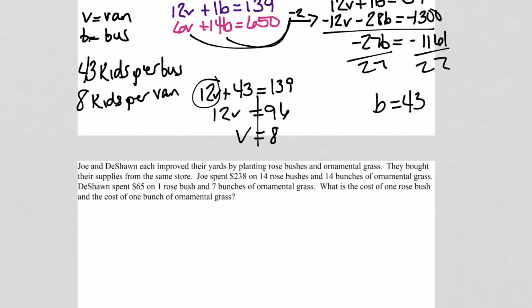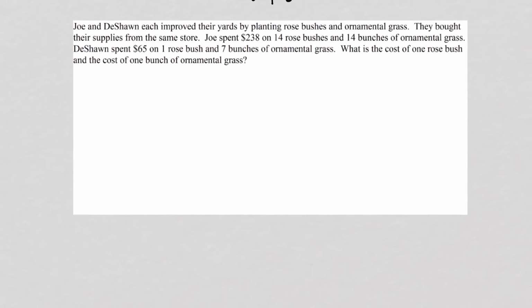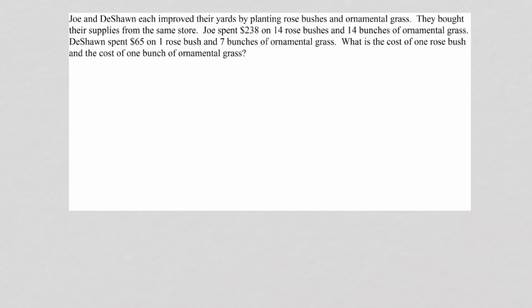We're going to do one more super quick, and then you guys have a handful to try on your own. So I start by doing the exact same thing. I read it. Joe and Deshawn each improved their yards by planting rose bushes and ornamental grass. They bought their supplies from the same store. Joe spent $238 on 14 rose bushes and 14 bunches of ornamental grass. Deshawn spent $65 on 1 rose bush and 7 bunches of ornamental grass. What is the cost of 1 rose bush and what is the cost of an ornamental grass?